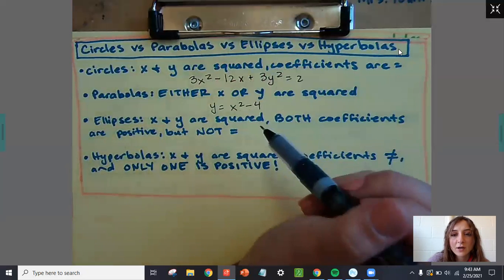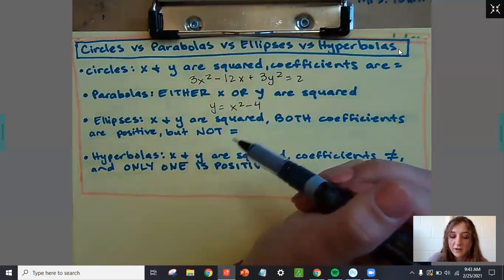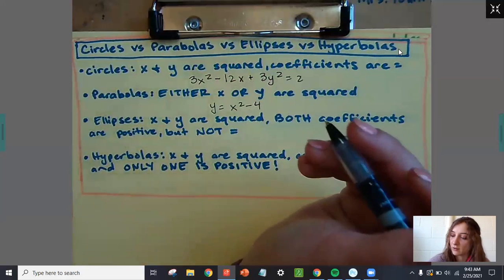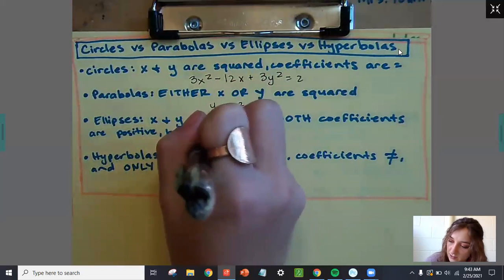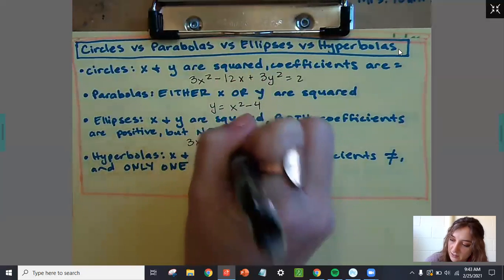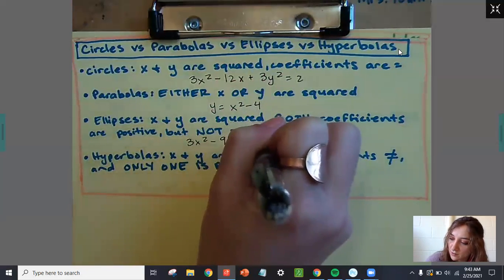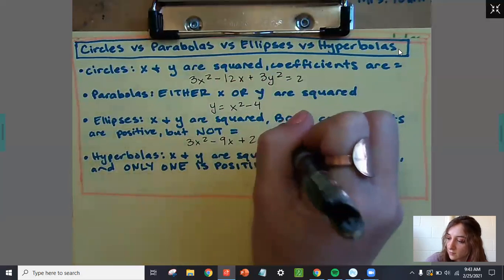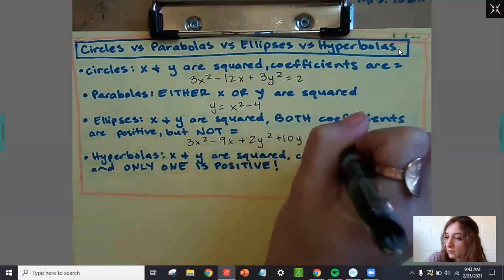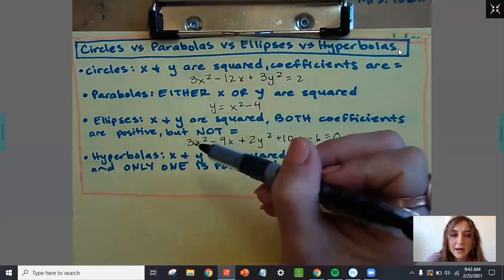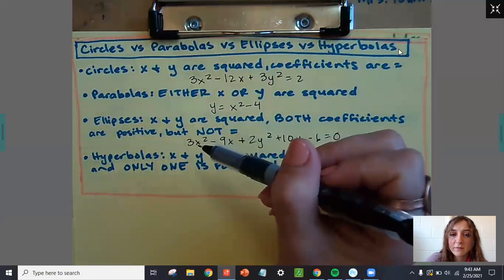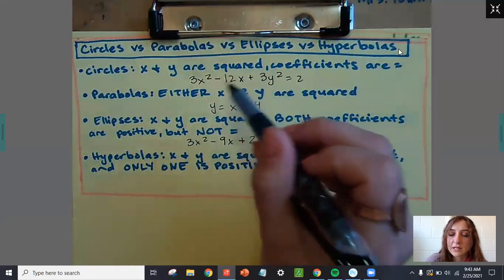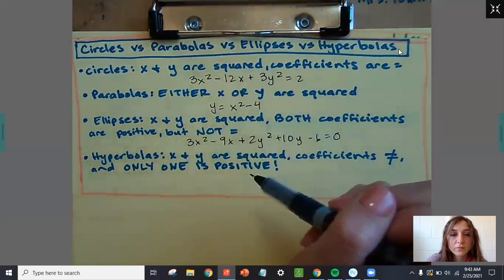With an ellipse, x and y are squared. Both coefficients are positive, but not equal. So here is an example of an ellipse. 3x squared minus 9x plus 2y squared plus 10y minus 6 equals 0. So you can see that both coefficients are positive, both of them are squared, but they are not equal. So that's what differentiates it from a circle.